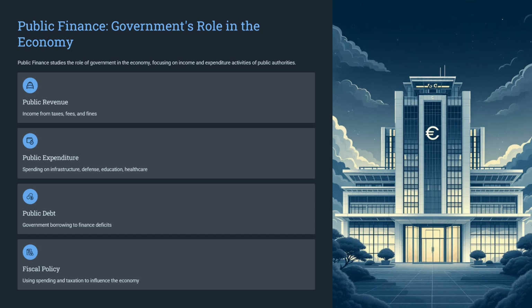To summarize, public finance refers to the study of income and expenditure of the government and its effects on the economy. The importance of public finance is that it helps in maintaining economic stability and growth. It promotes redistribution of income through taxation and subsidies. It provides the resources for infrastructure, welfare, and public goods.